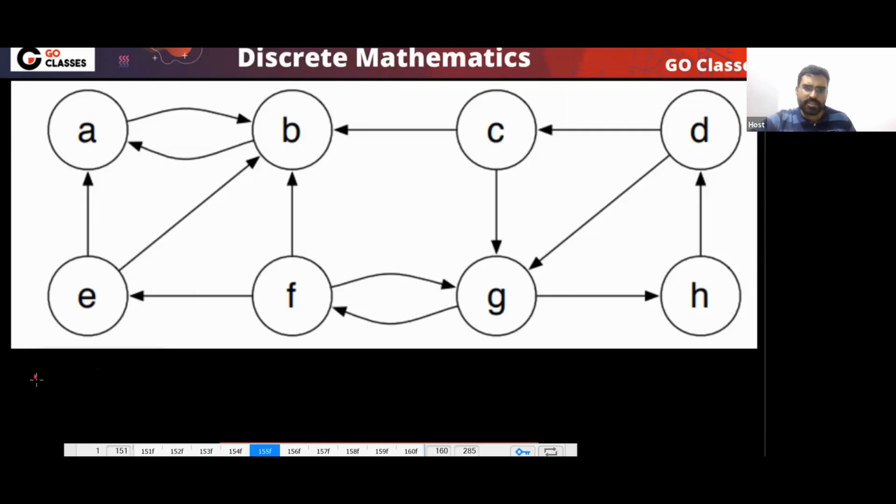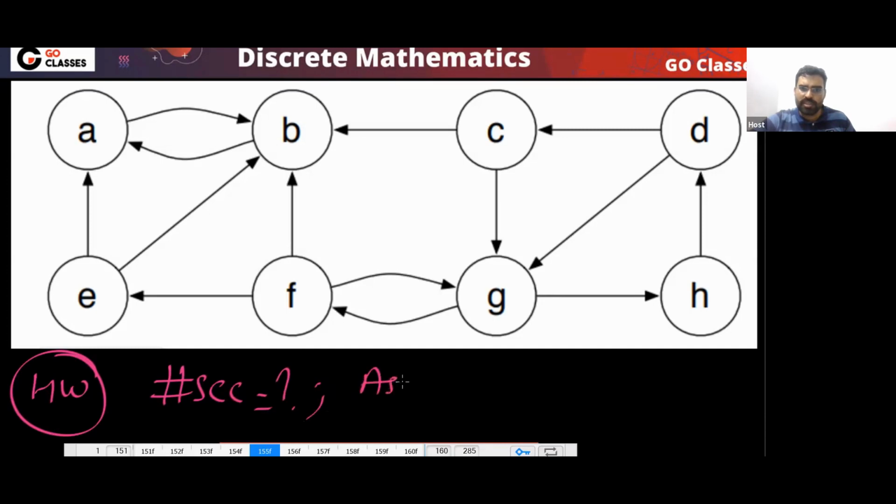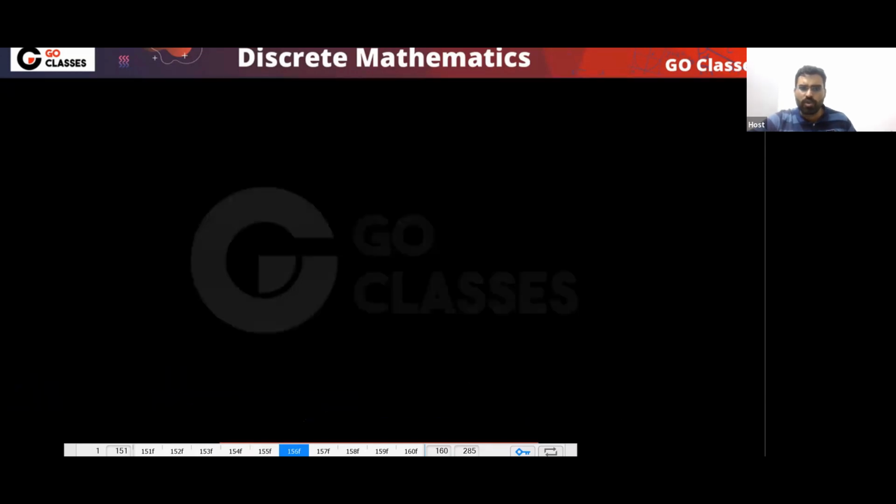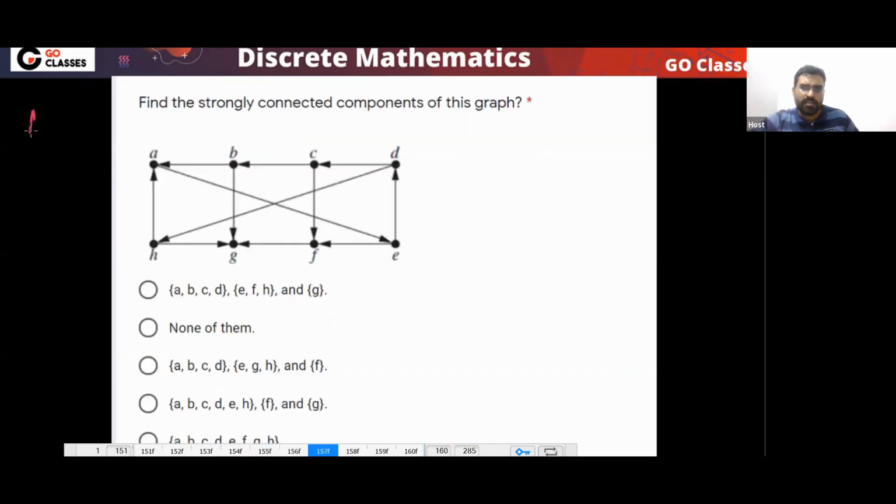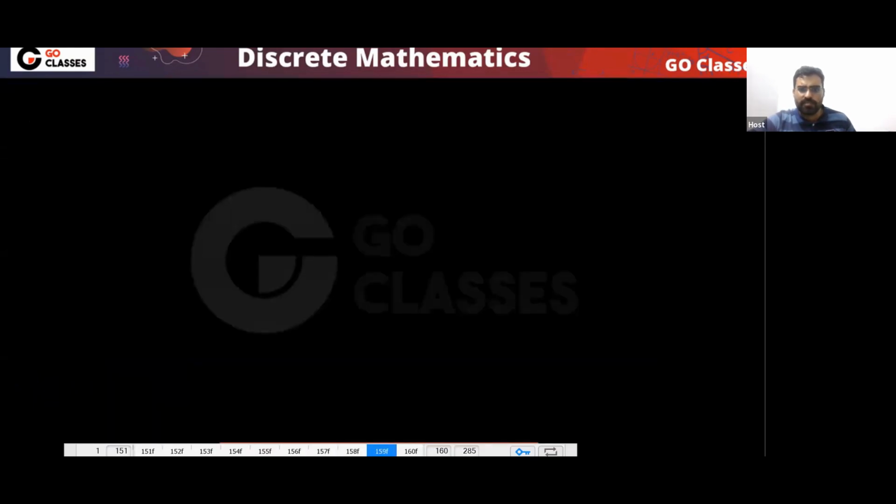This question you can take as homework. For this question you have to find the number of strongly connected components and also the associated DAG. So you can take this as homework because many questions we have already done. Yes or no? This is another homework.